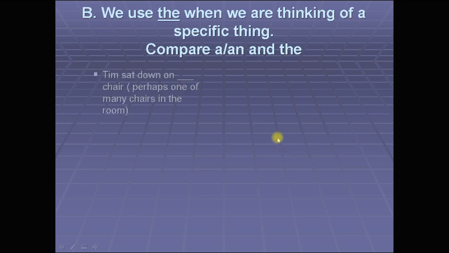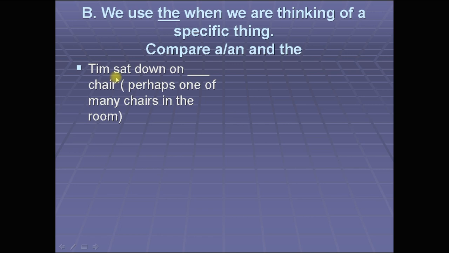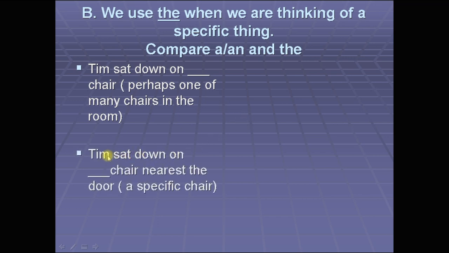Compare a, an, and the. "Tim sat down on blank chair." Perhaps one of many chairs in the room. "Tim sat down on blank chair nearest the door." A specific chair. So, in the first sentence, what is the answer? A, an, or the? Correct, a chair. Why? Because perhaps one of many chairs in the room. Hindi definite dito yung chair. Kahit anong chair sa room, uubra. Kaya, "a chair" ang ginamit natin.